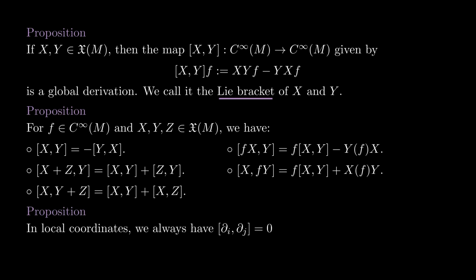When we are working in local coordinates, we know from basic calculus that partial derivatives commute, so the Lie bracket of the coordinate vector fields is 0. Also, it turns out that the bracket of x and y can be thought of as the derivative of y in the direction of x. To make this idea concrete, we need to first talk about flows of vector fields.